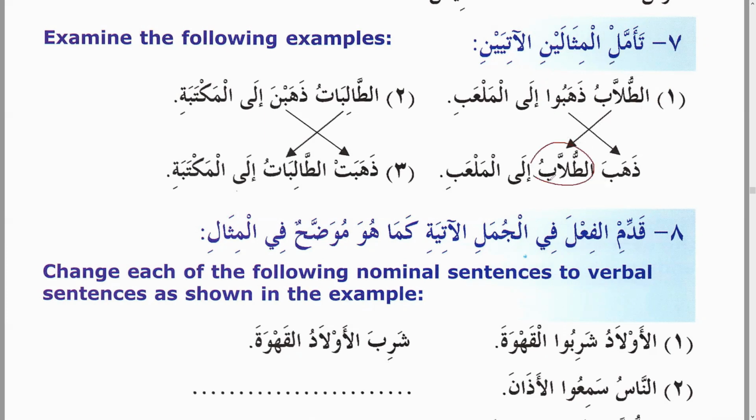So no matter what comes here, if you want to bring the verb first, you have to make it singular always. Always singular. Never plural, if the verb is coming first. If the subject is not there in the sentence, and I have to say "they went", I'll use a wow here: Zahabu ila al-mal'ab. But if the subject is there in the sentence, then I'll use the singular form.